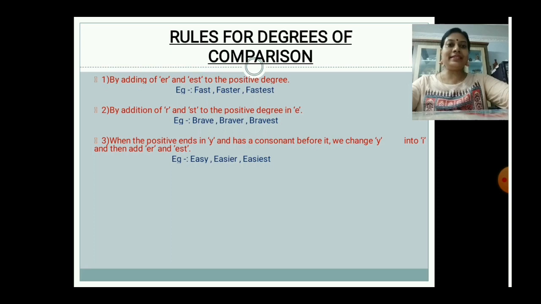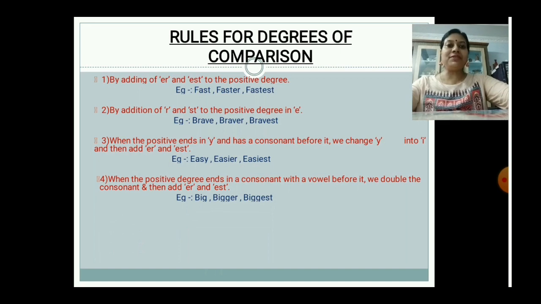When the positive ends in Y and has a consonant before it, we change Y into I and then add ER and EST. For example, easy, easier, easiest. In this word, easy, the last letter is a Y, and before it the consonant S is there. So that's why we have replaced the Y with I, followed by ER and EST in the comparative and superlative degree.